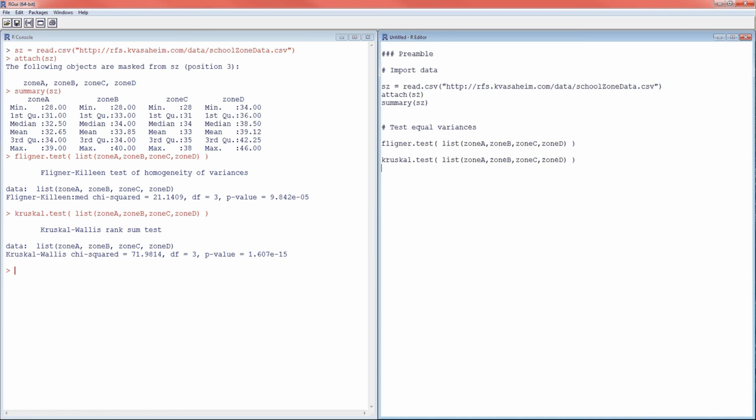So at one level, we're kind of done here. We've answered our question. No, the average speed that cars travel does differ among the 4 school zones. But really, it'd be interesting to know which one is different. Well, that will have to wait for the next video. But now let's do a box plot.